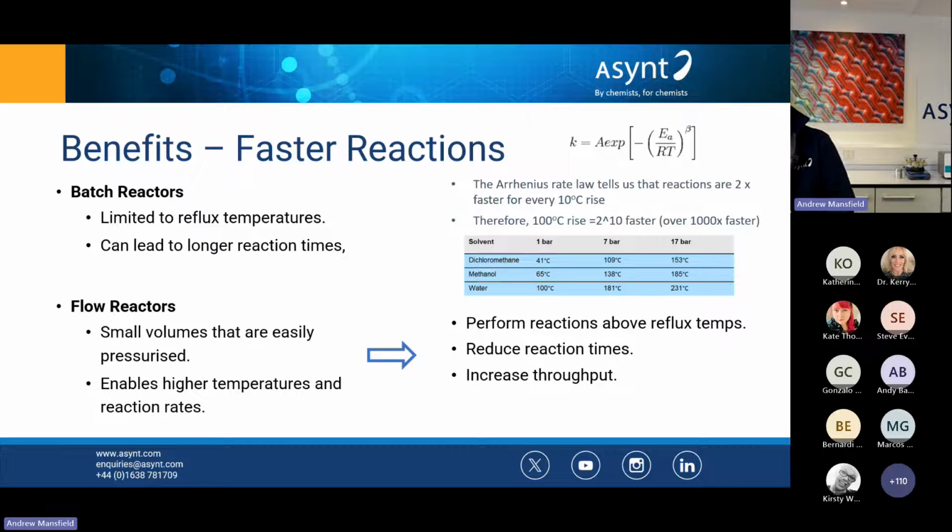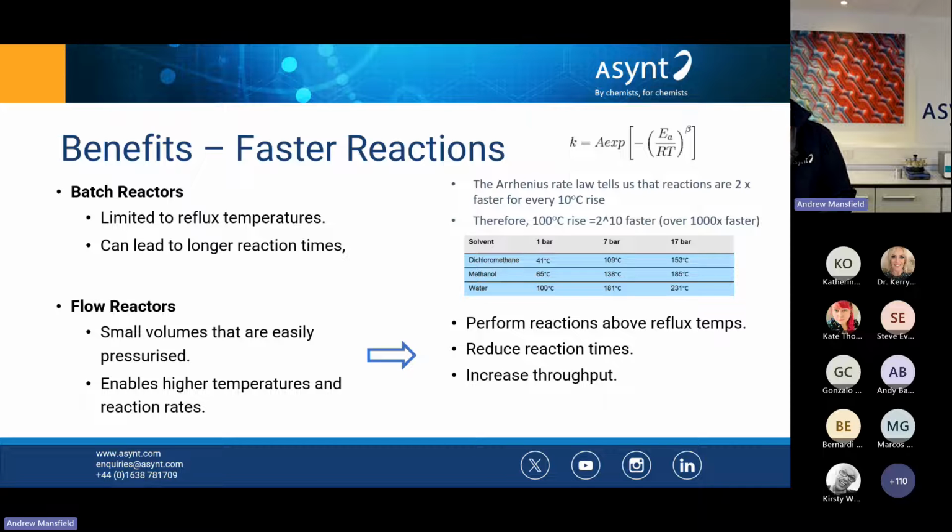In a flow reactor, we're typically looking at smaller volumes. We'd be looking at tens on a lab scale, tens of milliliters. So that means they're really easy to pressurize. We can add a back pressure regulator, much as we would do with an HPLC system, and we can pressurize that environment. And if we can pressurize the environment, we can take our reaction mixture above its reflux temperature. It enables higher temperatures. If we get higher temperatures, we can increase the activation energy and hopefully reduce reaction times.